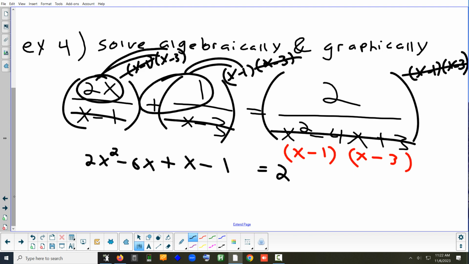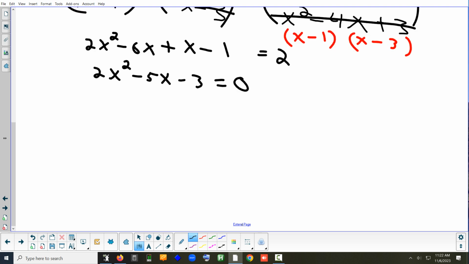And now that's a quadratic. So what do we generally try to get a quadratic equal to when we solve it? 0. Get it equal to 0. So 2x squared minus 5x minus 3. And now let's see if we can factor it. If we can't, what are we going to have to use? The quadratic formula. But I think it's going to factor.